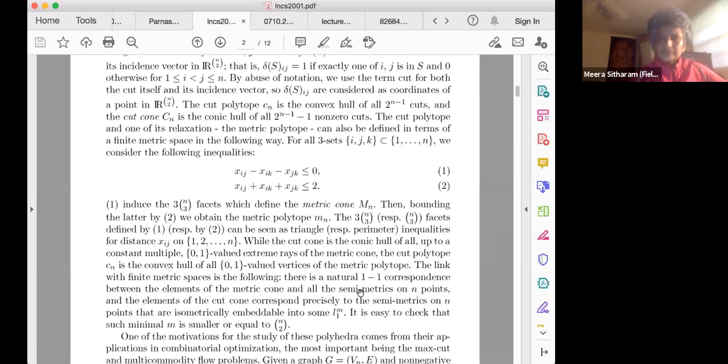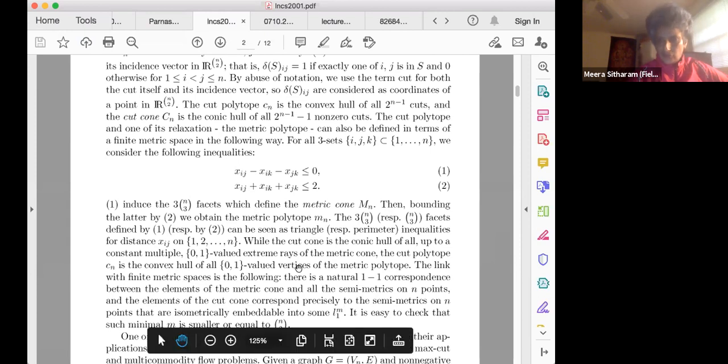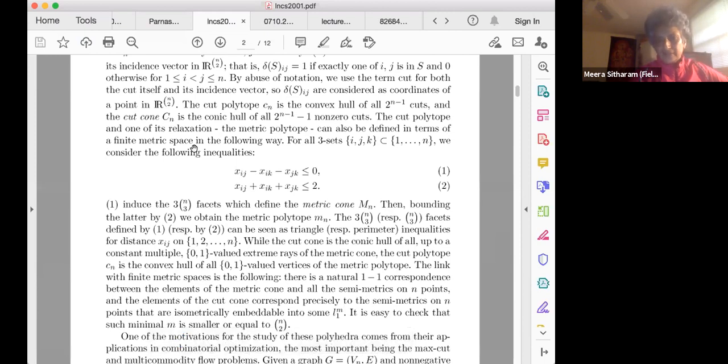So essentially, this gives you another immediate combinatorial motivation to be studying the metric cone, rather than just saying, oh, I'm just interested in all the possible metrics. Okay, so I just wanted to show you this book. There's an entire book called Cuts and Metrics, which discusses these very basic questions that you might have concerning the metric cone.